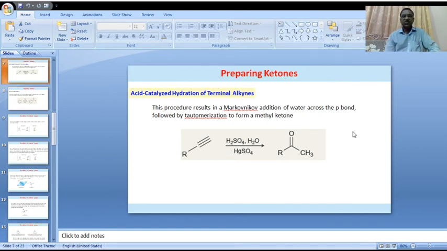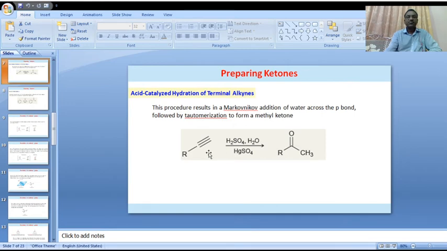Now let us go to another method of preparing ketones: acid-catalyzed hydration of terminal alkynes. This is the terminal alkyne acid-catalyzed hydration process. This procedure results in a Markovnikov addition of water across the pi bond, followed by tautomerism to form a methyl ketone.